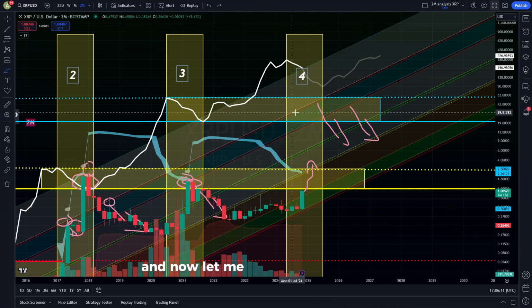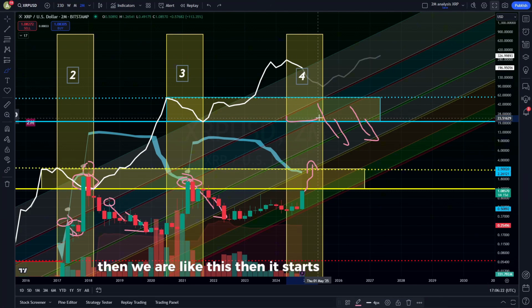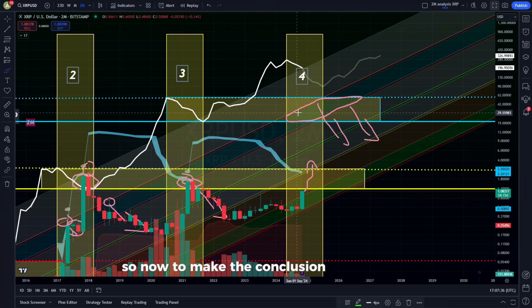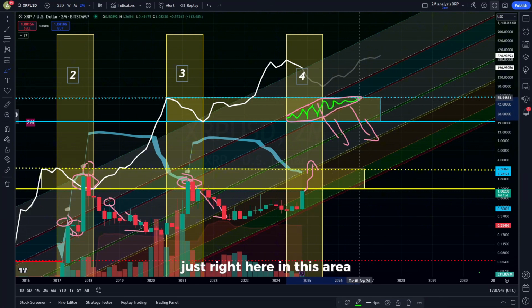And now let me circle the intersection between the blue channel going up and the blue box. So we are like this, then it starts with the channel, then we continue with the channel, and here is the box, right? And we continue with the channel. So now to make the conclusion of this video, if I had to make a guess, I would say that XRP would reach its bottom just right here in this area, okay?